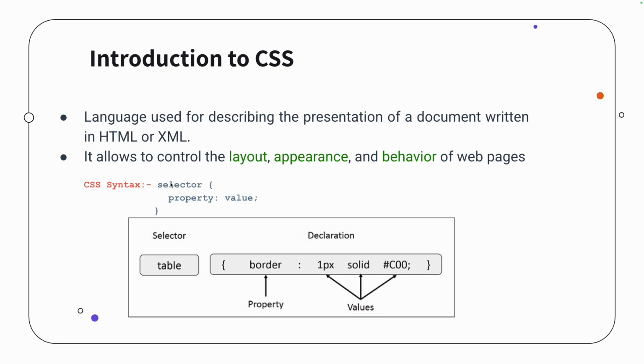So that name, or the ID or class name, will be provided here. Then, with curly brackets, we have to provide properties and values. It looks similar to object creation, right? Properties and values, but the only difference is that there will be a semicolon after each property value.